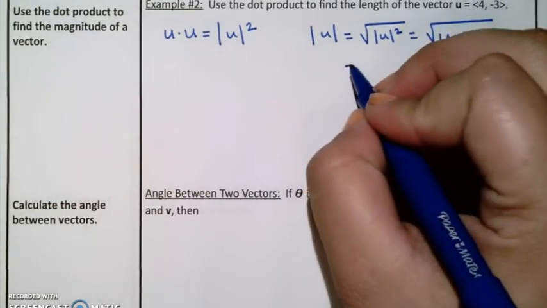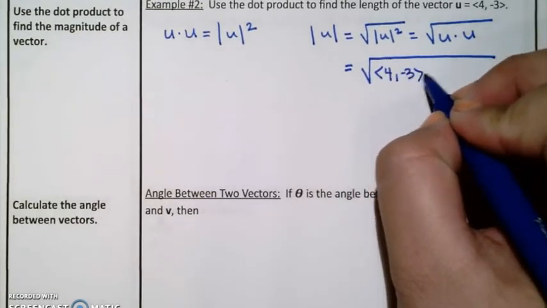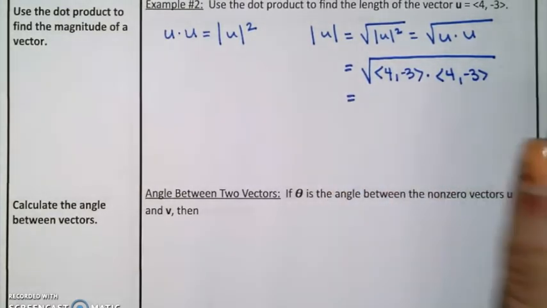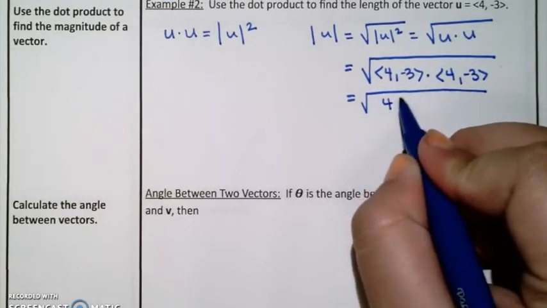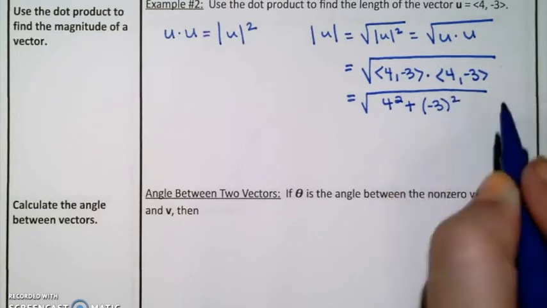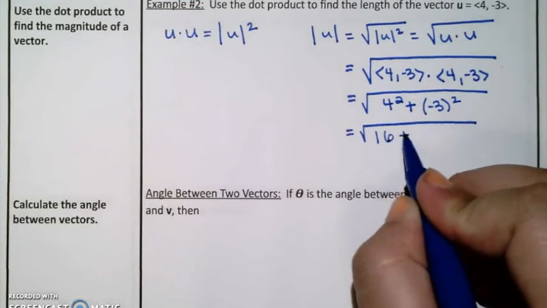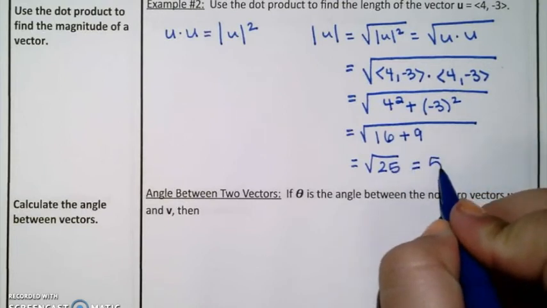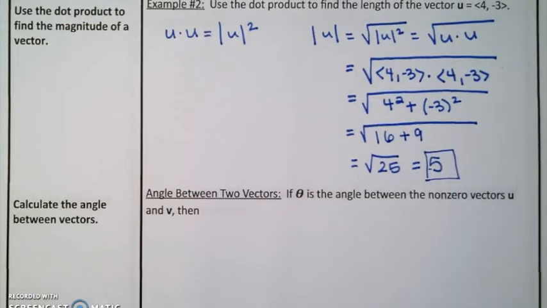So now I'm saying, okay, the square root of 4, negative 3 dot 4, negative 3, which gives us the square root of the product of our first components, so 4 squared, plus the product of our second components, which is negative 3 squared. So this gives us the square root of 16 plus 9, which is the square root of 25, which is 5. Now remember, this is a magnitude, so we only want the positive square root of 25.